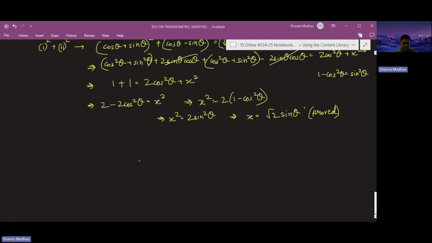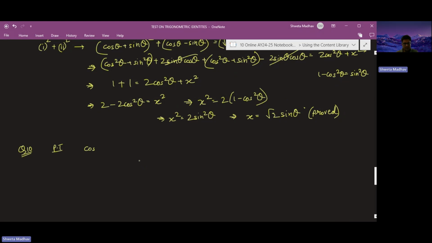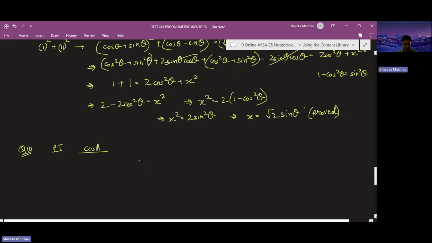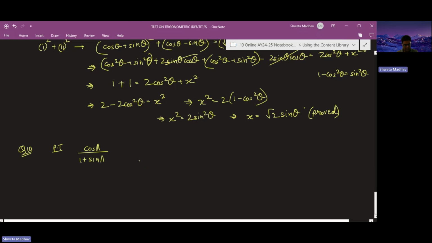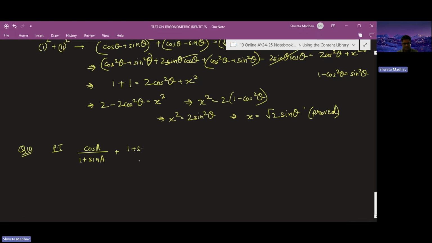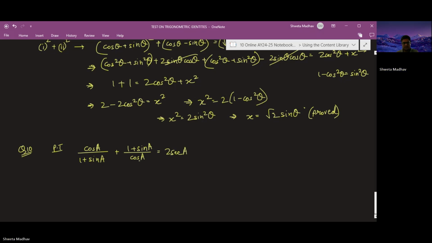So then in question number 10, we have to prove that cos A divided by 1 minus sin A, plus 1 plus sin A divided by cos A, is equal to 2 sec A. Therefore, we should start from the left hand side.